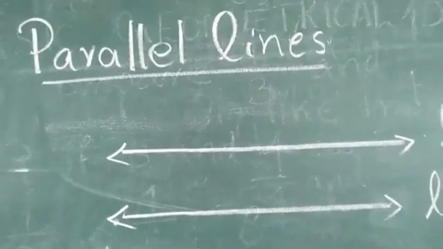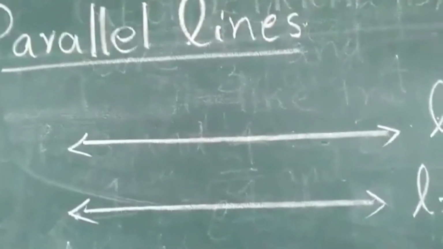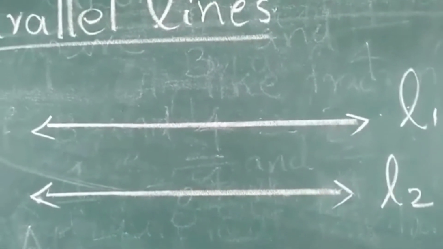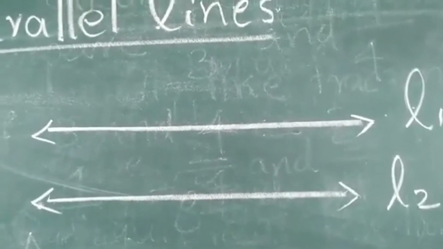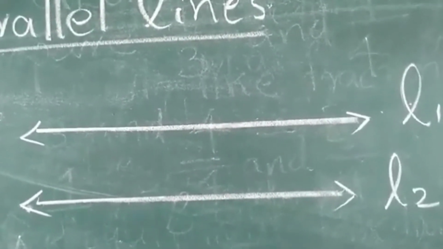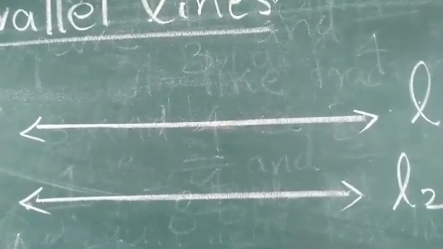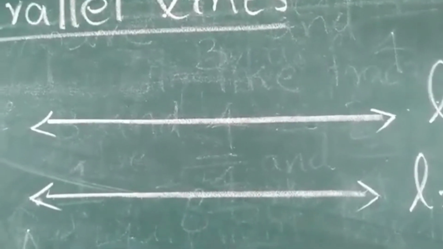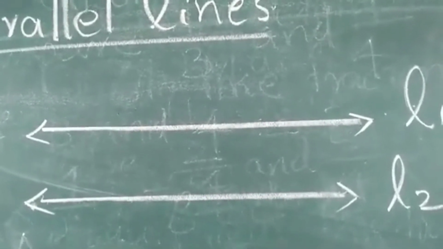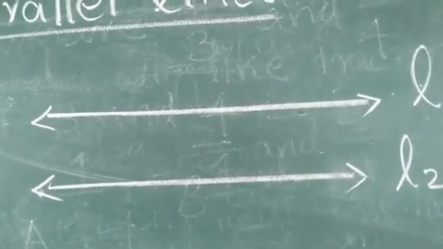Next concept is parallel lines. Parallel means here I drew 2 lines L1 and L2. These lines are not meeting at any point. They never meet at any point. That means if we extend them to any length, we can see they are not meeting together. Such lines are called parallel lines. You can see your classroom window here. These window slits are parallel to each other.